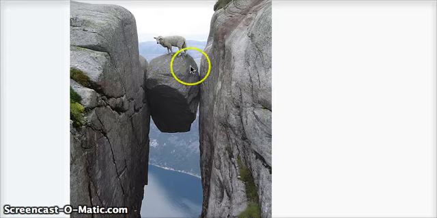So this is a famous rock in Norway, and this rock and this sheep that's standing on top of it has a lot of potential energy. This is because if this rock were to move just a tiny little bit, gravity would do a huge amount of work on it and it would fall all the way down until the water below. Anything that's above the ground has potential energy.